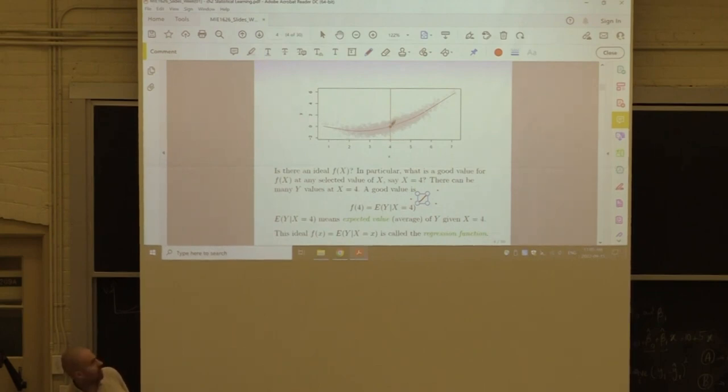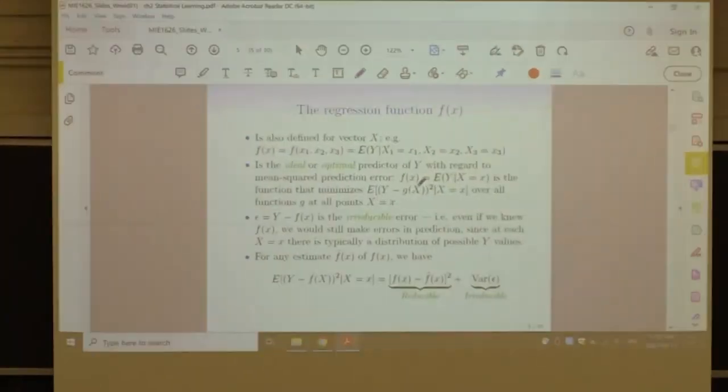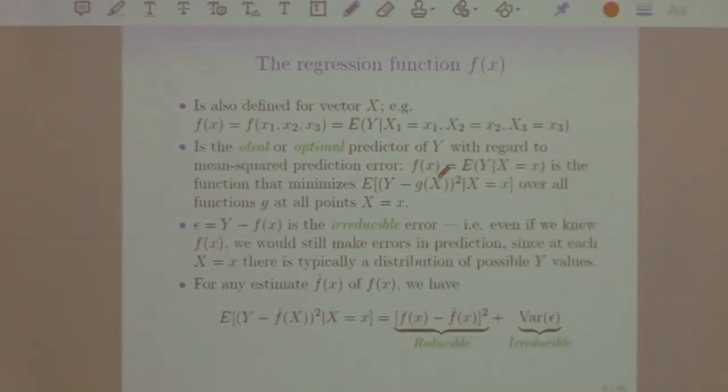We take the average of those Y values, and the average is the expected value. So expected value is just a fancier name for average. So we just average these values, the average is this point, and this is the ideal regression function. This ideal regression function is ideal because it minimizes the reducible error.